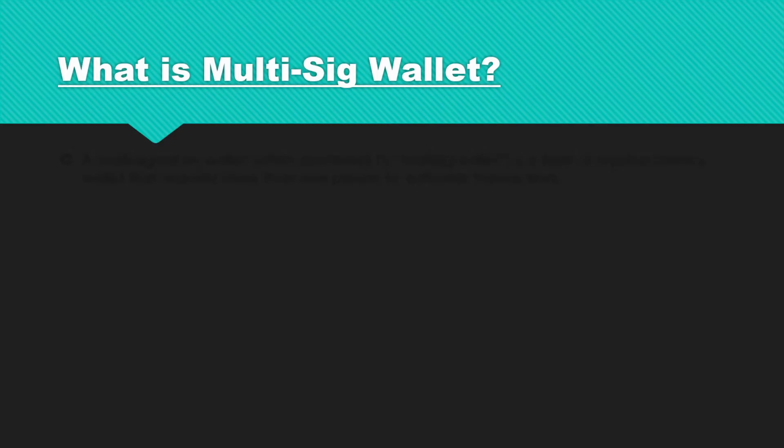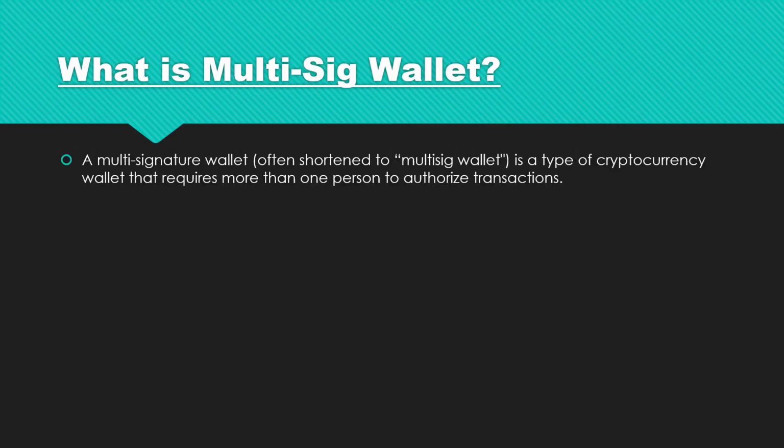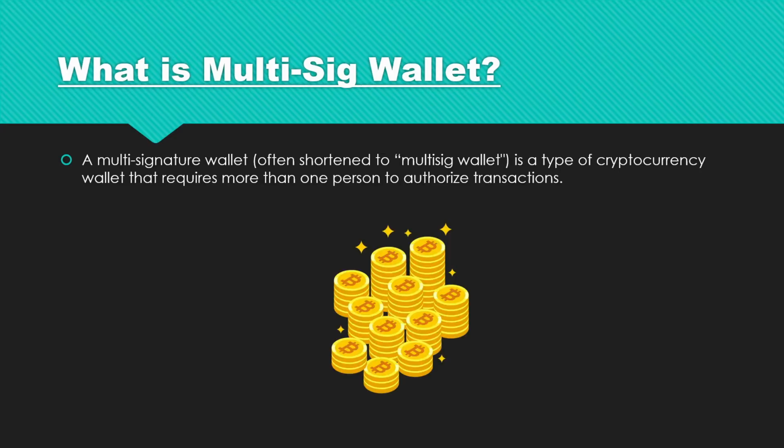A multi-signature wallet is a type of cryptocurrency wallet that requires more than one person to authorize a transaction. Now, what do I mean by that? Let's say you have a huge amount of cryptocurrency funds. You want to transfer this fund to some other party, or let's say this is your company which is holding this huge amount of funds, and your company wants to transfer it to some other address.